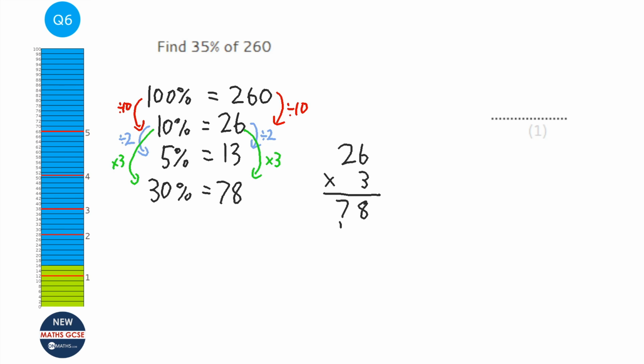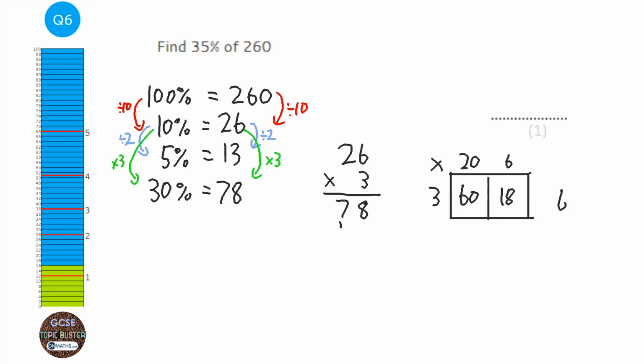And if you've got a different way of multiplying using maybe the grid method, that's absolutely fine. So I can quickly show the grid method here. So 26 would be 20 and 6 times 3, which would be 60, 18, and then 60 plus the 18 is also 78.